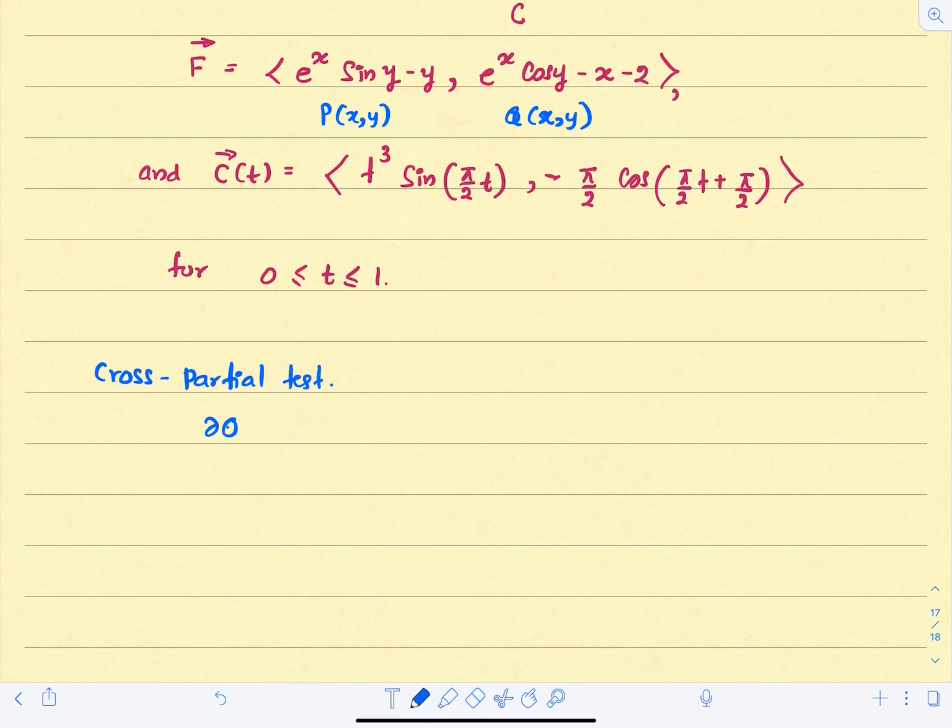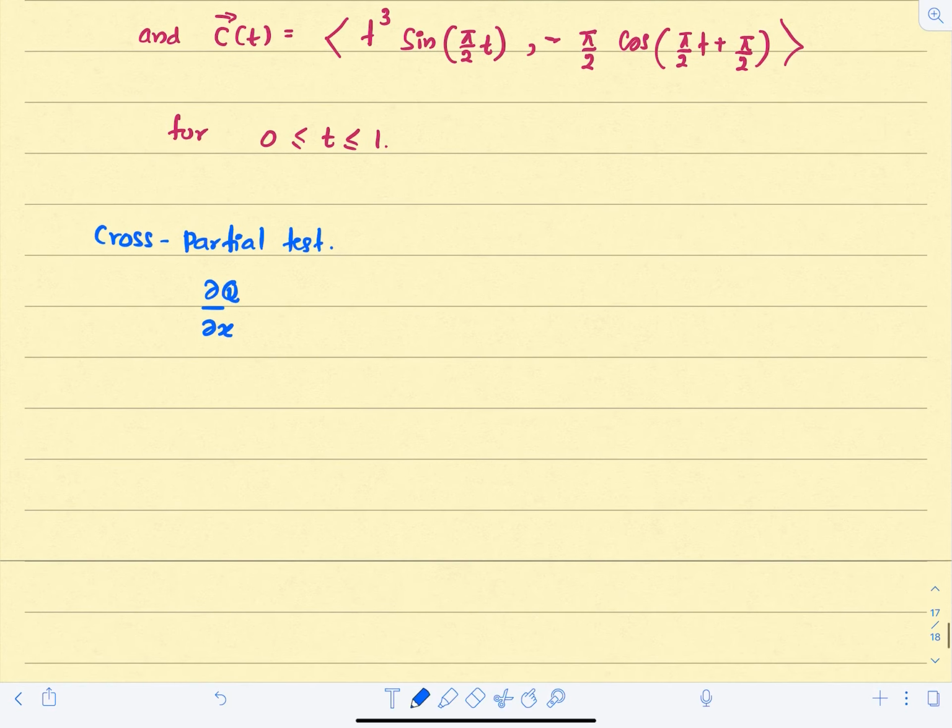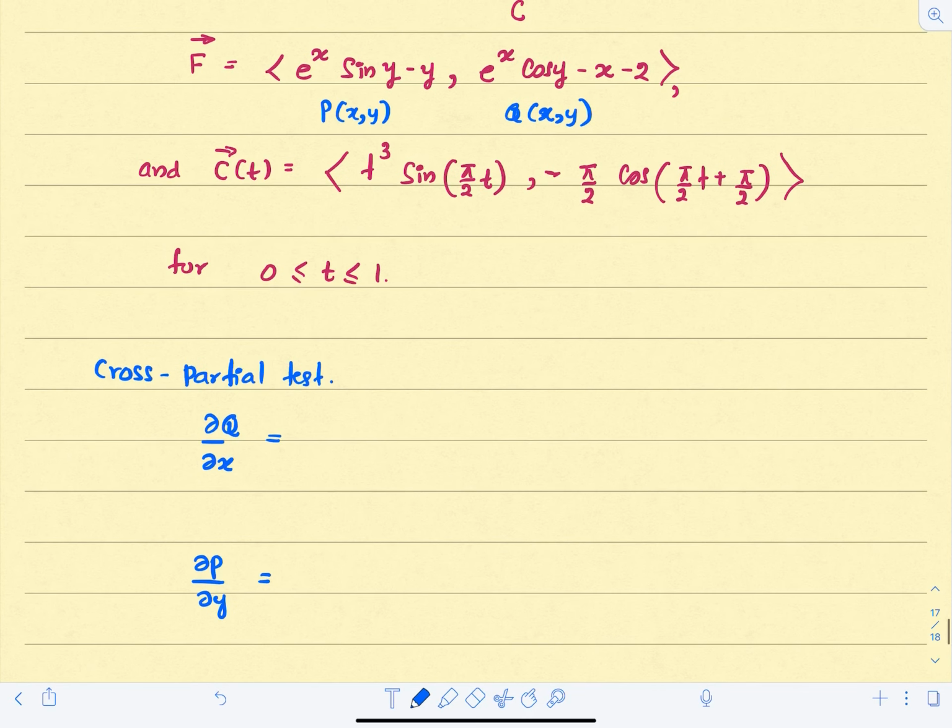In that test, we want to calculate partial Q over partial x and partial P over partial y. Now, if these two quantities are equal, then yes, our vector field is conservative. So partial Q over partial x equals the derivative of e^x, which is e^x, and we treat cosine y as a constant. So we have cosine y minus the derivative of x, which is 1.